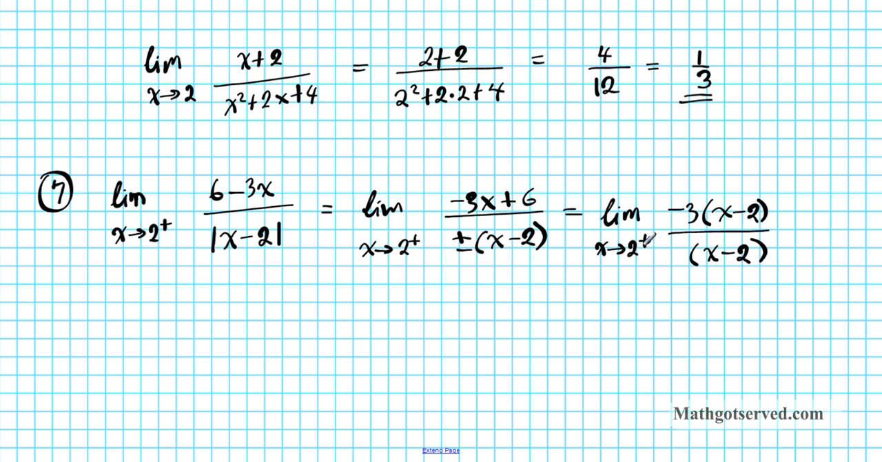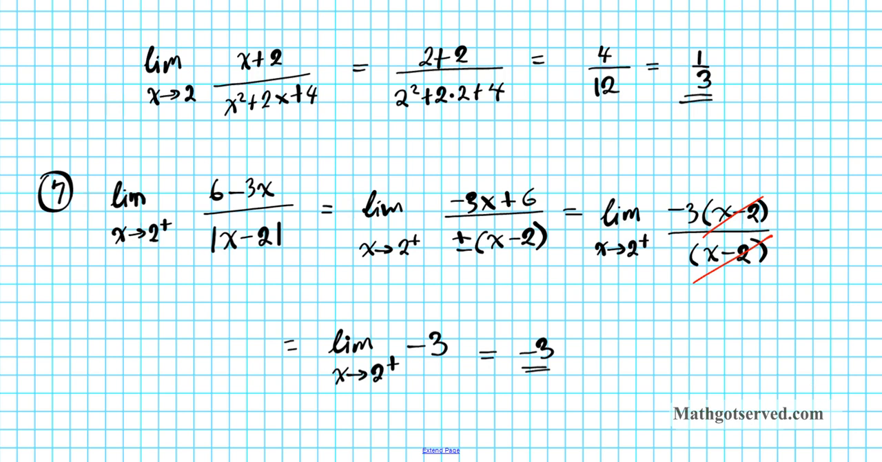Had it been we're coming from the left, this would be negative. Okay? So since we're coming from the right, this is positive. We take the positive piece. So these two quantities divide out. So we now have the limit as x approaches 2 from the right of negative 3. But negative 3 is independent of the direction that this limit approaches, so your final answer is negative 3. All right? So there you have it.